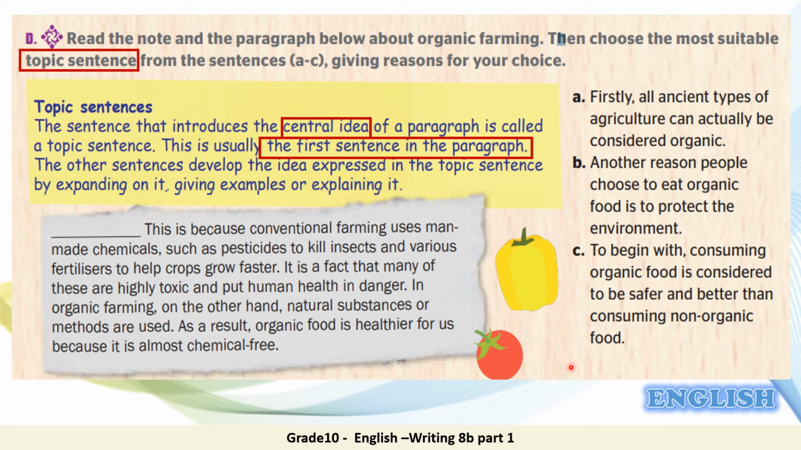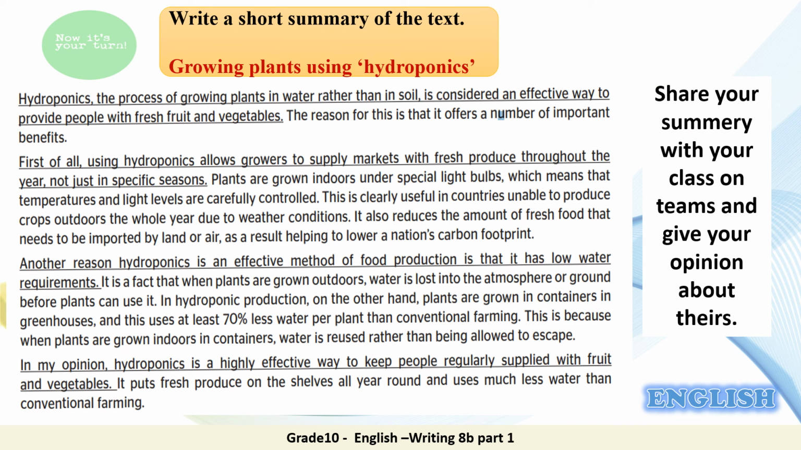Let's brainstorm your answers. The answer is C. To begin with, consuming organic food is considered to be safer and better than consuming non-organic food. Well done, everyone. Now it's your turn. Write a short summary of the text, Growing Plants Using Hydroponics. I want you to write a summary and share your summary with your class on Teams and give your opinion about their summary.